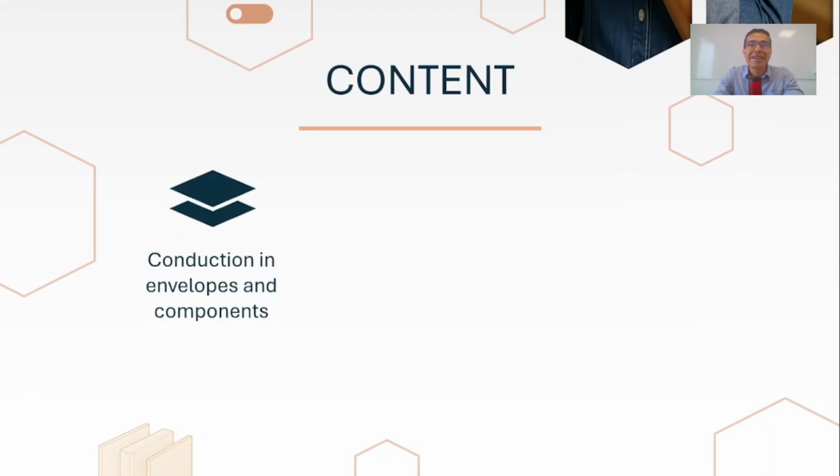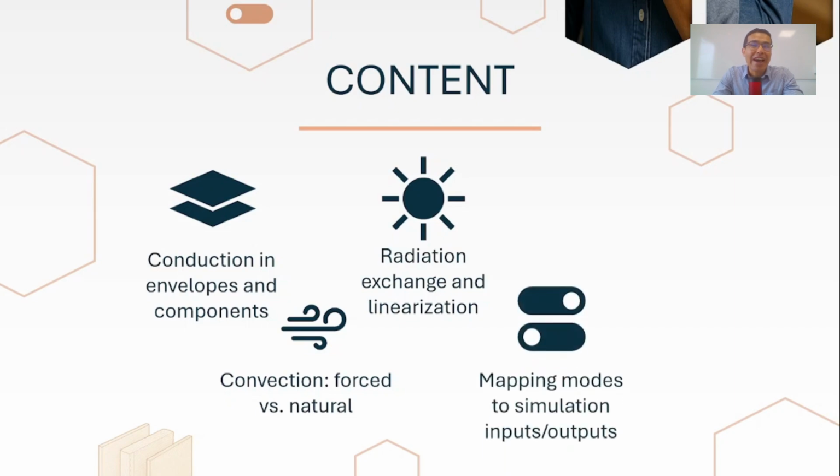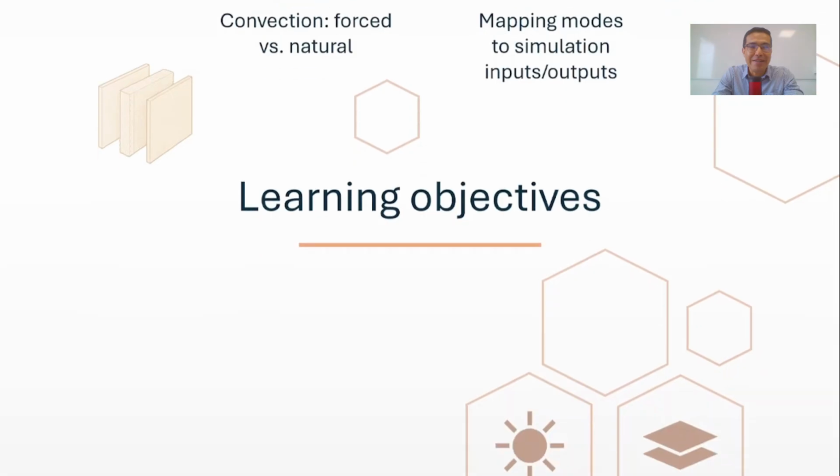We'll start with how heat moves through solid materials like walls and floors. That's conduction. Then we'll talk about how air and other fluids move heat around, which is convection. After that, we explore how you can feel heat without even touching something. That's radiation. Once we have a handle on these three, we'll see how they become the inputs and outputs in building simulation software. And finally, we'll learn a crucial skill: knowing when to use a simple steady model versus a more detailed transient one.